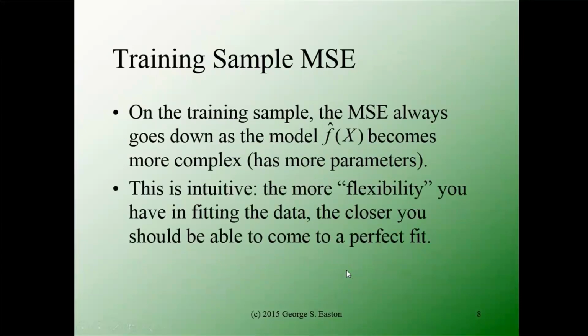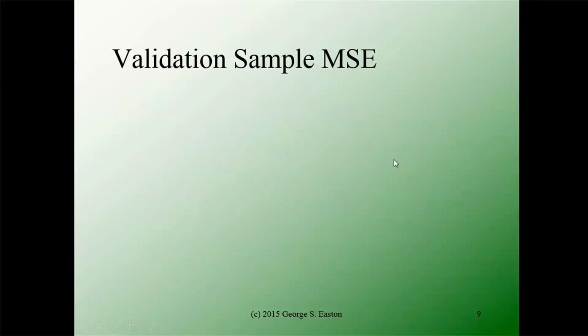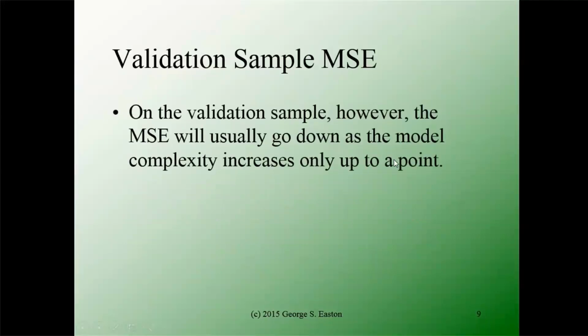And this is intuitive because the more flexibility you have in fitting the data, which is really what's meant by saying that f hat of x becomes more complex, the closer you should be able to come to a perfect fit of that data. But on the validation sample, things are different.